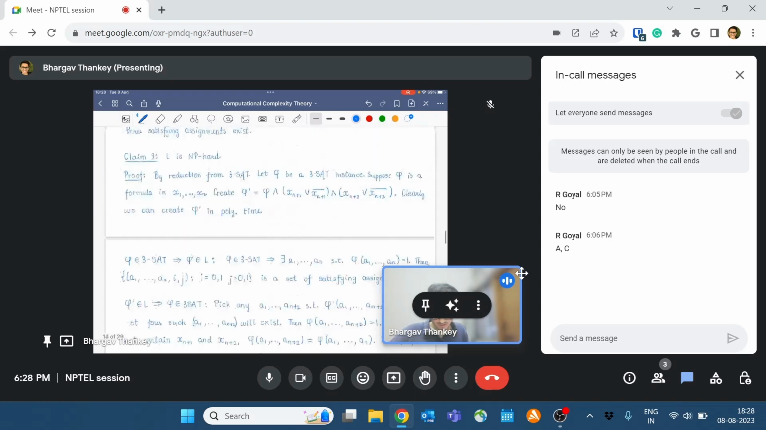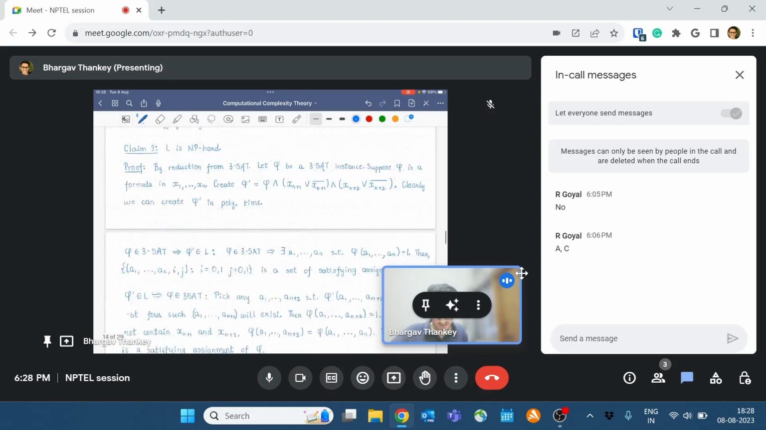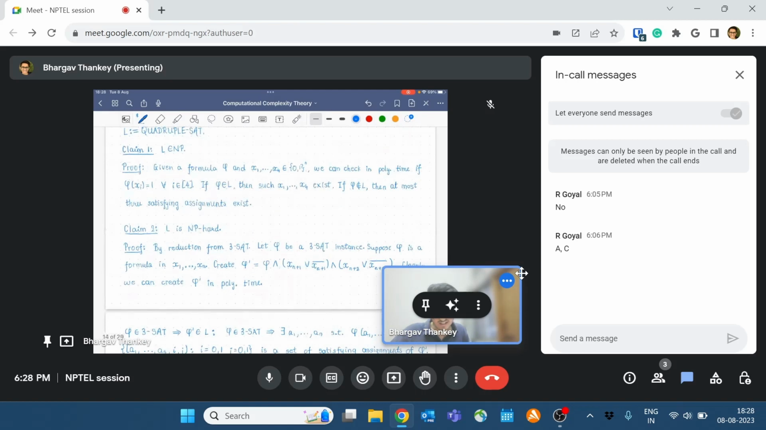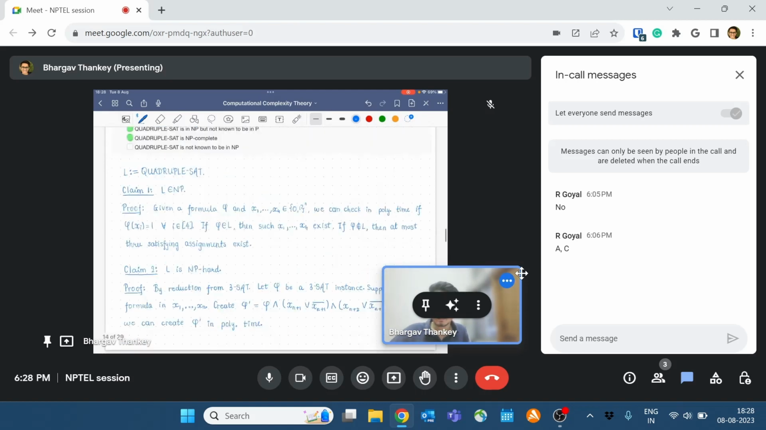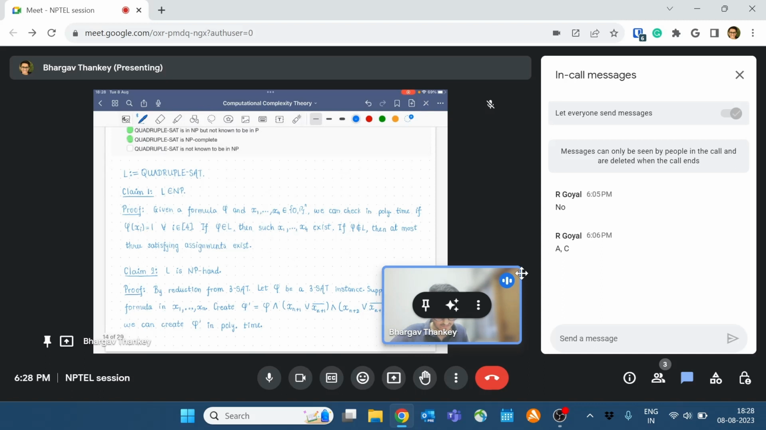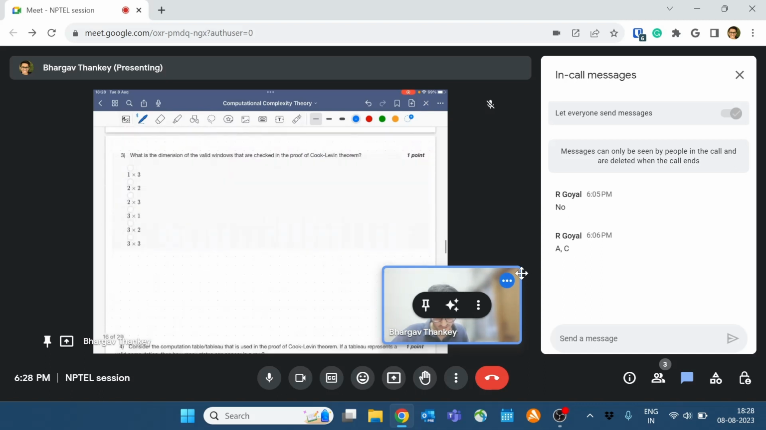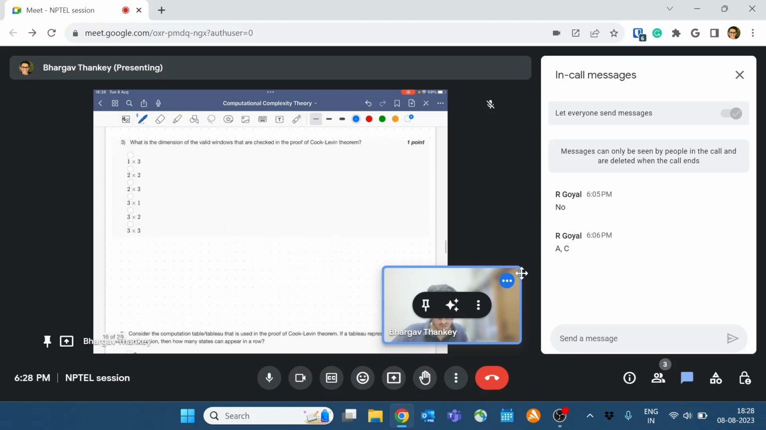Okay, so that proves that L is NP-hard, and since L is already in NP, L is NP-complete. Is this fine? Yes. Okay, so now let's look at the third problem, because the next two problems are just recall problems. There is nothing much to explain.